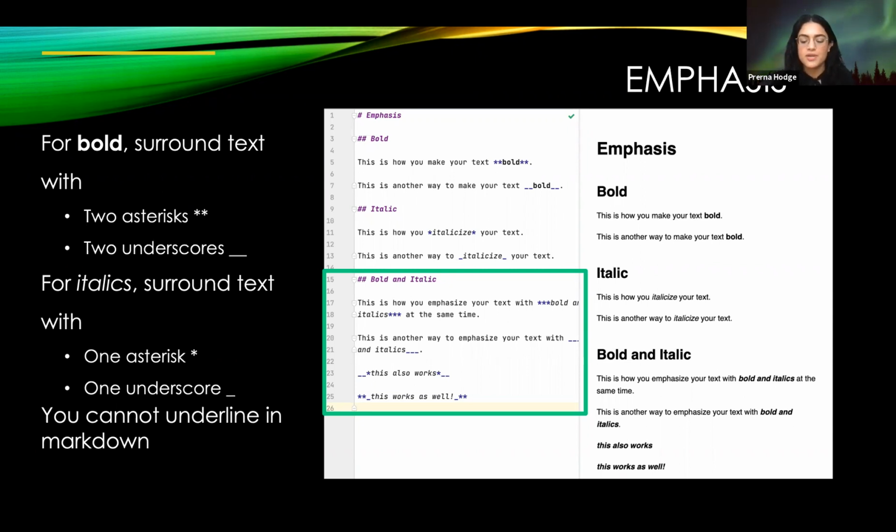One thing to note, you do want to mirror them on both sides of the text, as you can see on line 23 and 25, but the result is going to be the same either way. Finally, you cannot underline in Markdown. It is not a supported feature.